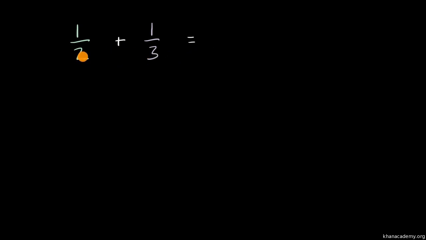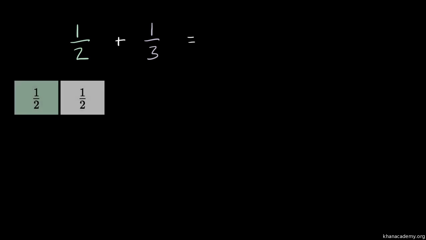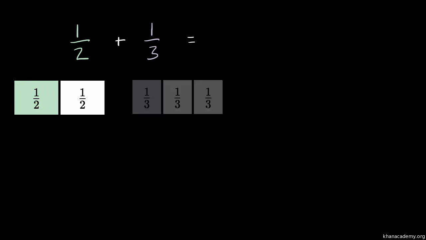And it might be helpful to visualize 1/2 and 1/3. So this is a visualization of 1/2. If you view this entire bar as a whole, then we have shaded in half of it. And if you wanted to visualize 1/3, it looks like that. So you could view this as this half plus this gray third here. What is that going to be equal to?